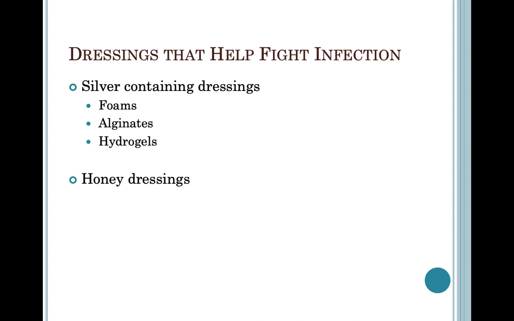And silver is a broad-spectrum antimicrobial, which means that it is effective against many different types of bacteria. But they discourage us from using silver prophylactically because right now we don't know of any silver-resistant strains of bacteria, but we don't want any to develop either. And then honey, as I mentioned before, also is a broad-spectrum antimicrobial.